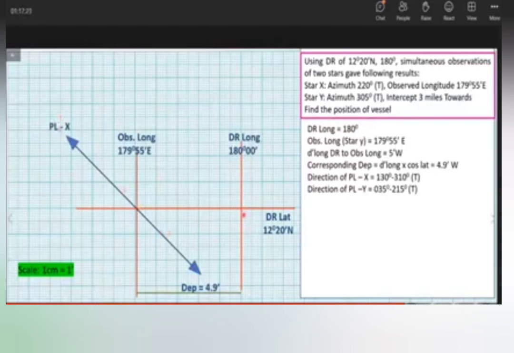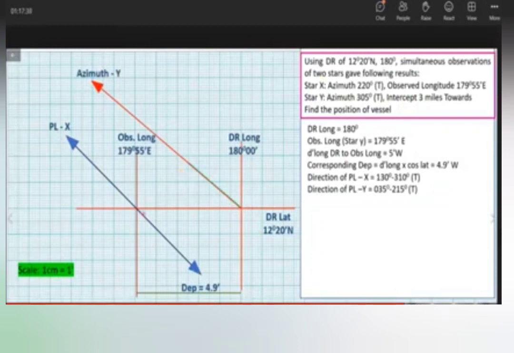PL for star Y would be drawn through ITP. So first we draw the azimuth through the DR. Azimuth of star Y has been drawn through the DR. Now intercept is 3 miles towards. That means it will be 3 miles on this line towards the body.